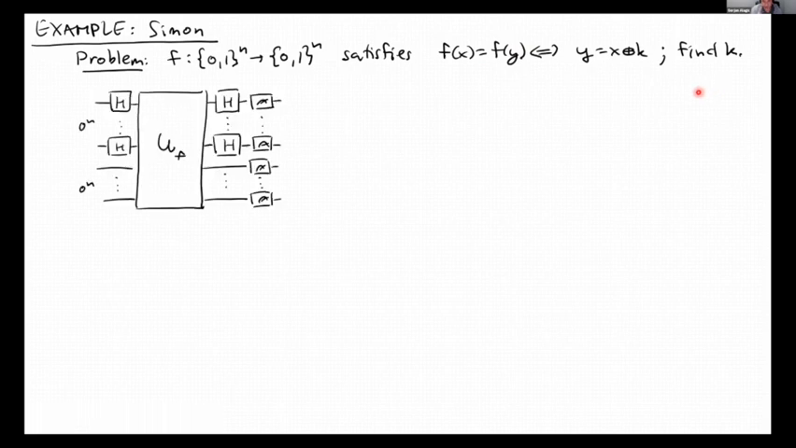So here's the circuit we're going to use. We prepare 2n qubits all in the 0 state, then we apply Hadamards to the first n qubits, we apply UF, Hadamards again on the first n qubits, and then we measure everything.